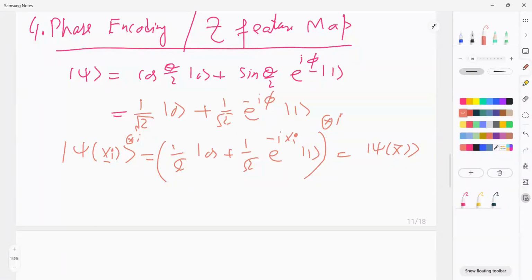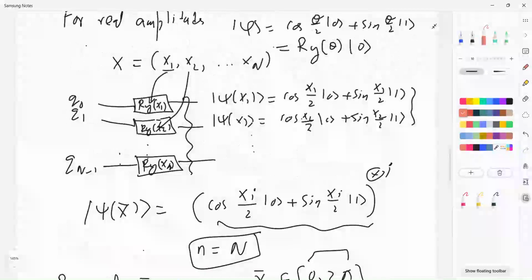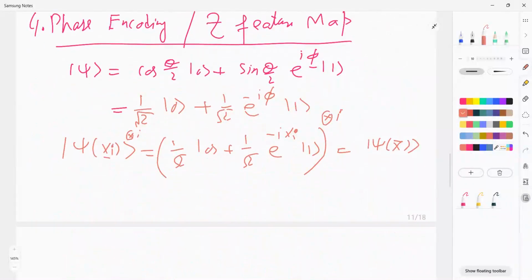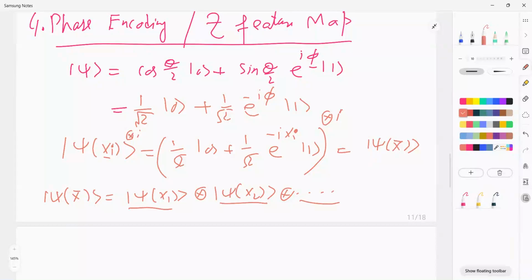And just to emphasize, this angle encoding gives rise to a state which is a product state at the end. That is, the joint state is just the product of individual states. Similarly, this phase encoding gives rise to a product state because the total state psi of x is just psi of x1 tensor psi of x2 tensor and so on. And this is one qubit, this is one qubit. All states are single qubit states.